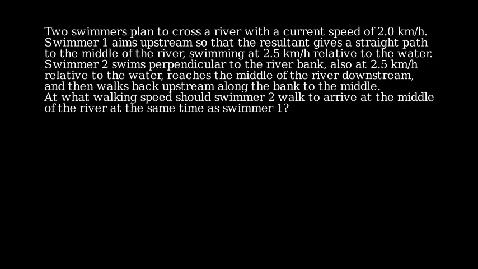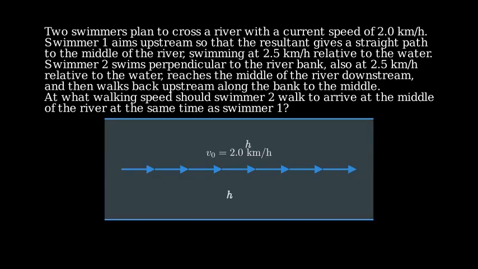Let's visualize this problem. Here we have a river with a current flowing from left to right at a speed of 2.0 kilometers per hour. We'll represent the river banks as horizontal lines. The width of the river from one bank to the other is 2h, where h is the half width of the river. The goal for both swimmers is to reach the midpoint, marked as point M here.